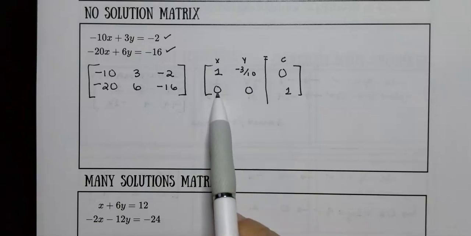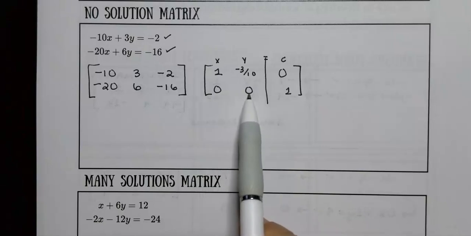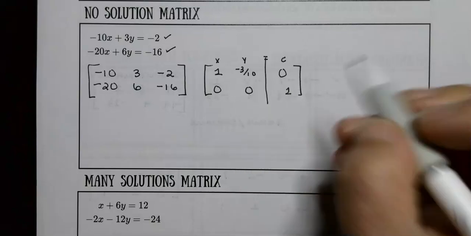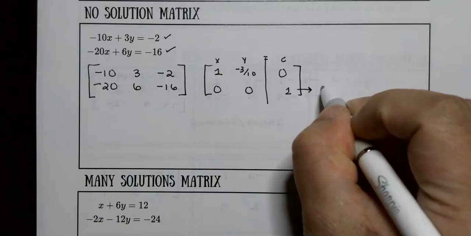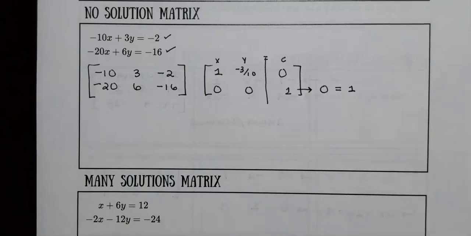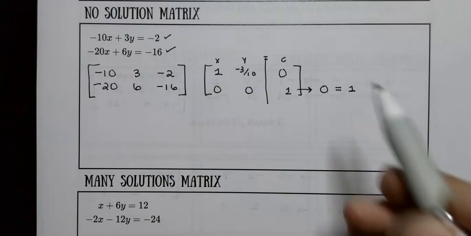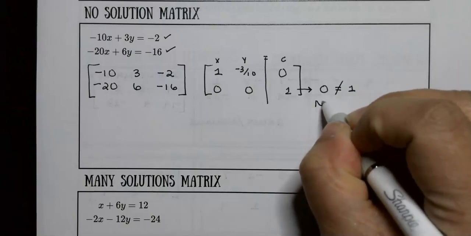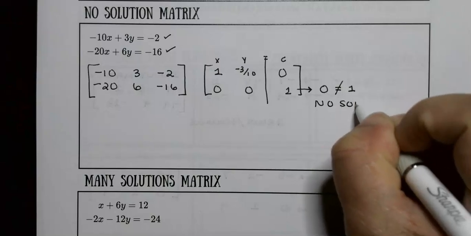The bottom is telling me that there are 0 x's, 0 y's in this equation, and it's equal to 1. So I'm actually going to write this out. 0 is equal to 1. And if you remember anything that we've been doing about our variables disappearing, our x's go away or our y's go away, then we analyze the 2 numbers that are left. We know 0 is not equal to 1. So because this is not true, we're going to say no solution.